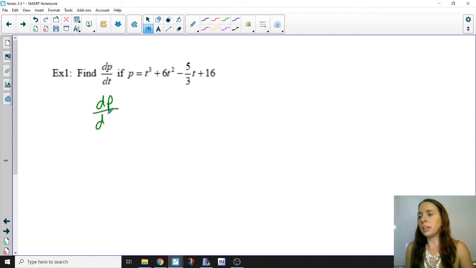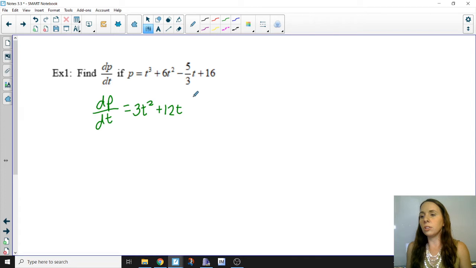I'm going to start by identifying my derivative equation with dp over dt, because that's how the directions ask me to identify it. Next, I see a sum and difference of terms. I can take the derivative of each piece separately. As I take that derivative, I'm going to be applying the power rule. The derivative of t cubed is 3t squared. Sometimes power rule with constant multiple rule. In this next one, the 2 comes down and multiplies with the 6, making that a 12. Subtract 1 to get your new power. So 2 minus 1 is a power of 1. We don't need to write that.